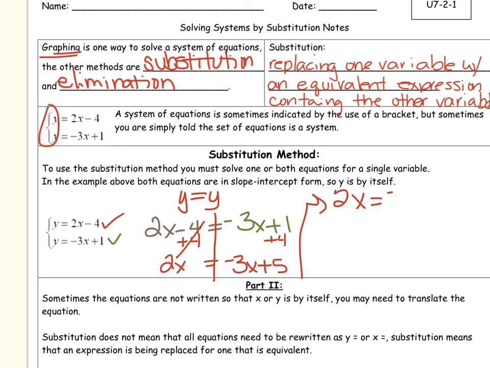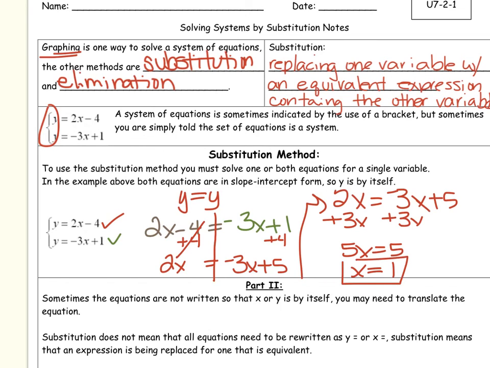We'll bring the rest up here. So 2x equals negative 3x plus 5. I add 3x to each side, and I get 5x equals 5. Solve for x, and x equals 1. So my solution so far is x equals 1.